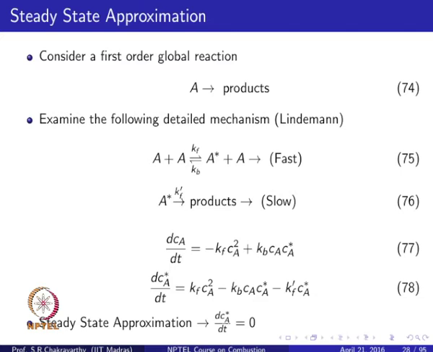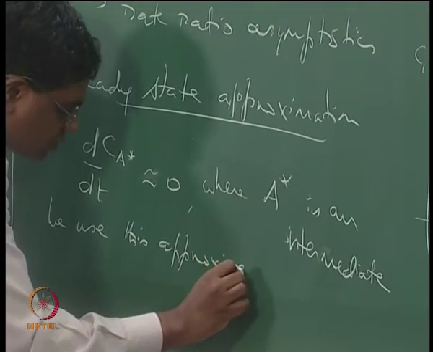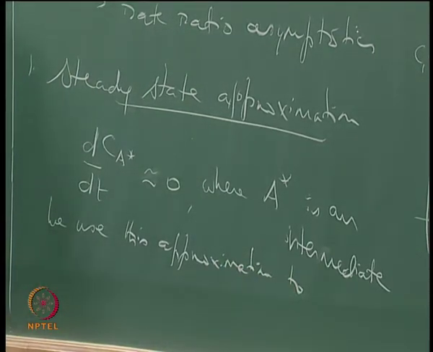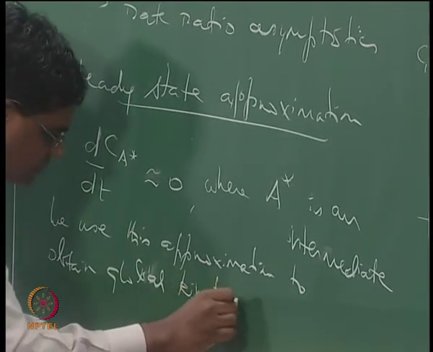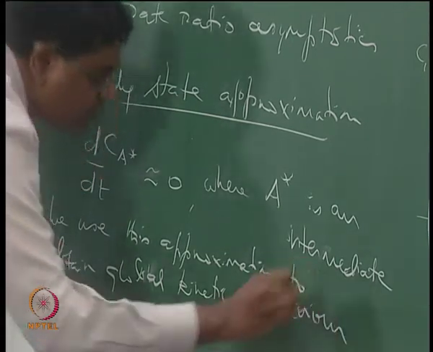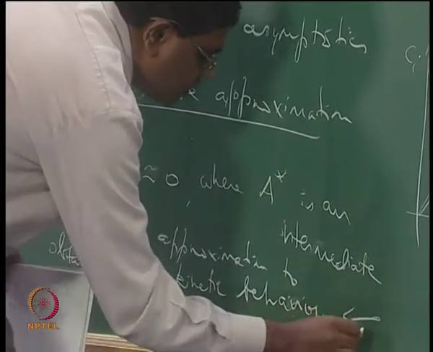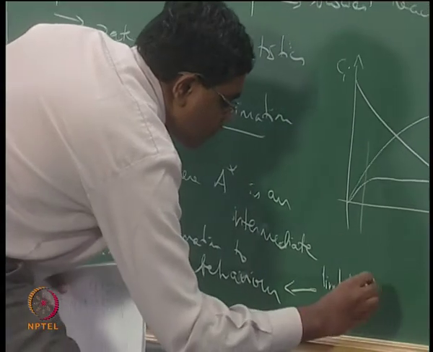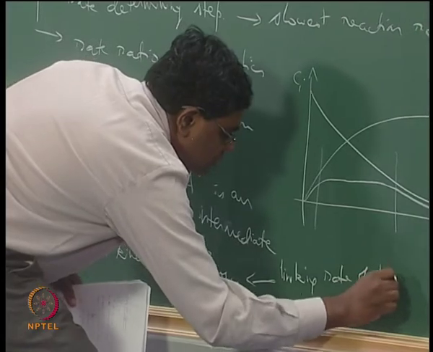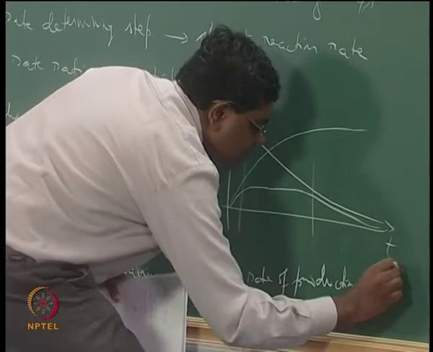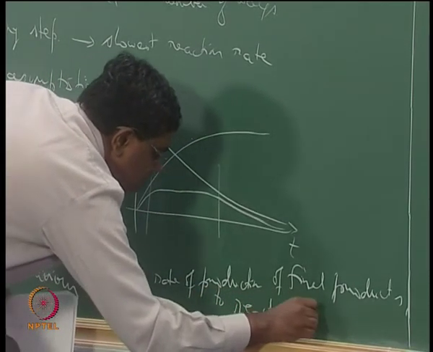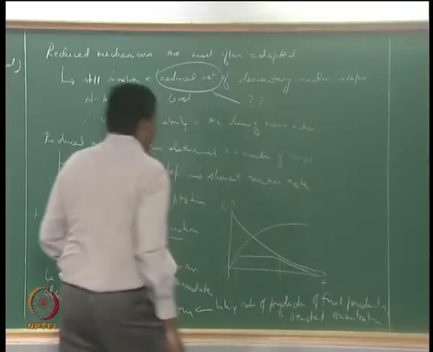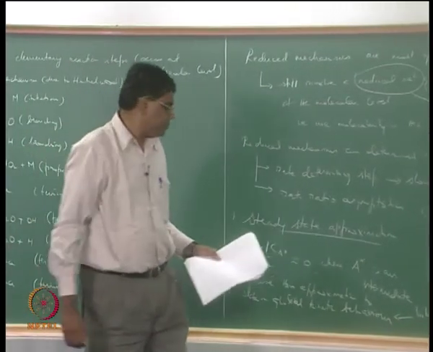So we use this approximation to obtain global kinetic behavior. What's meant by global kinetic behavior? That's linking the rate of production of final products to reactant concentration. That's the global kinetic behavior.